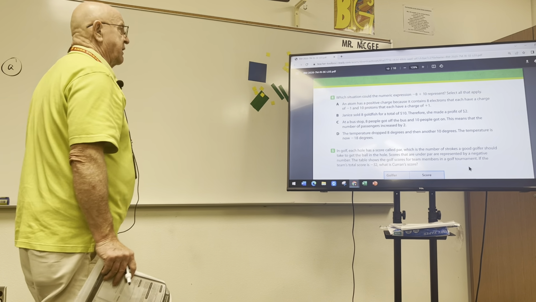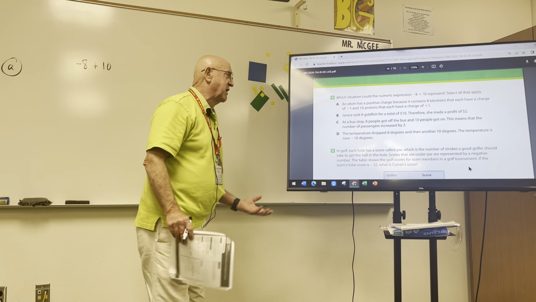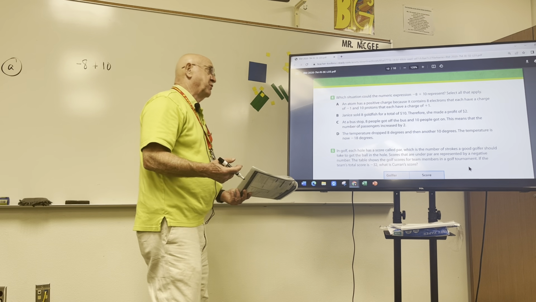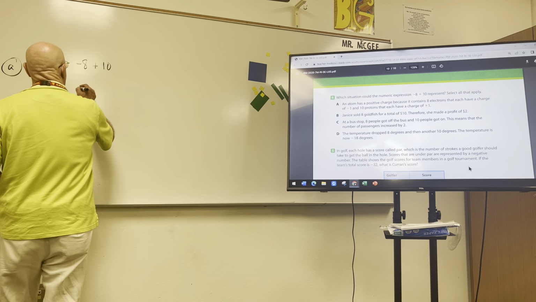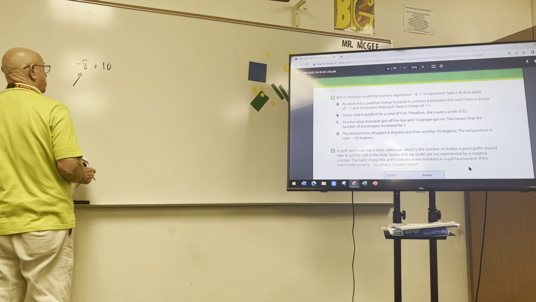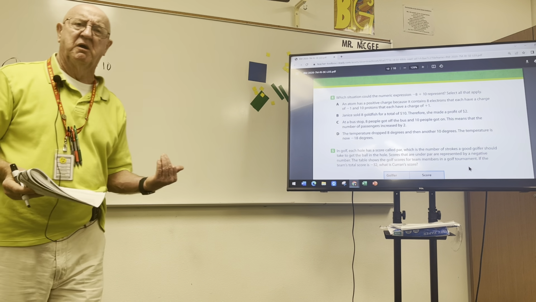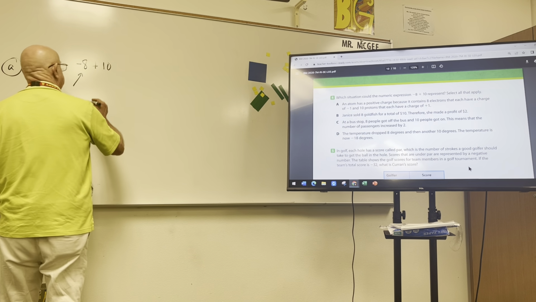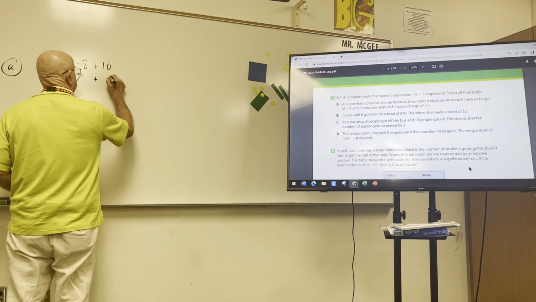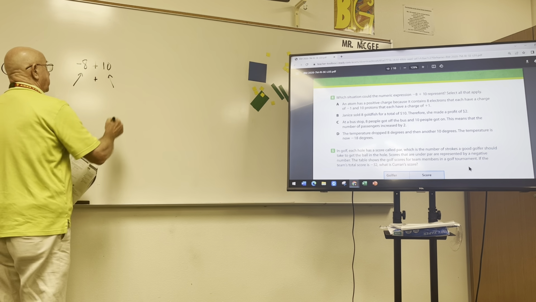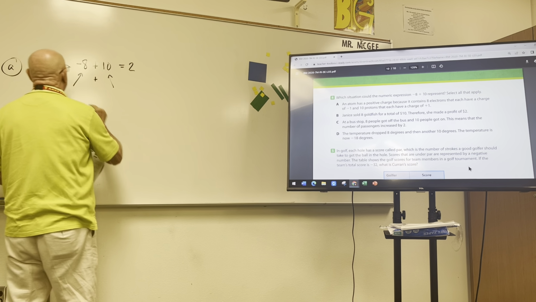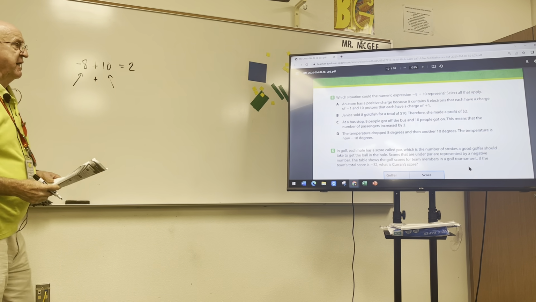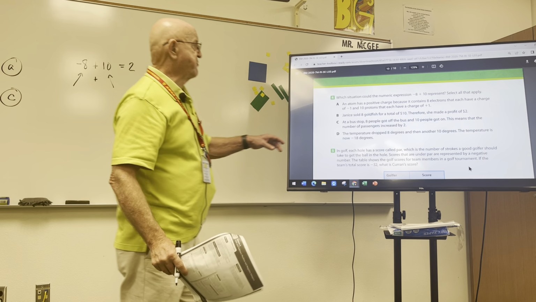At a bus stop, 8 people got off the bus and 10 people got on. This means the number of passengers increased by 2. And that is true because if 8 people got off, that's a negative number. Doesn't matter how many we started with, 8 people got off, so that's a -8. And then 10 people got on, that's plus 10. So again, that does equal 2. So B, we didn't circle. C, we circle.